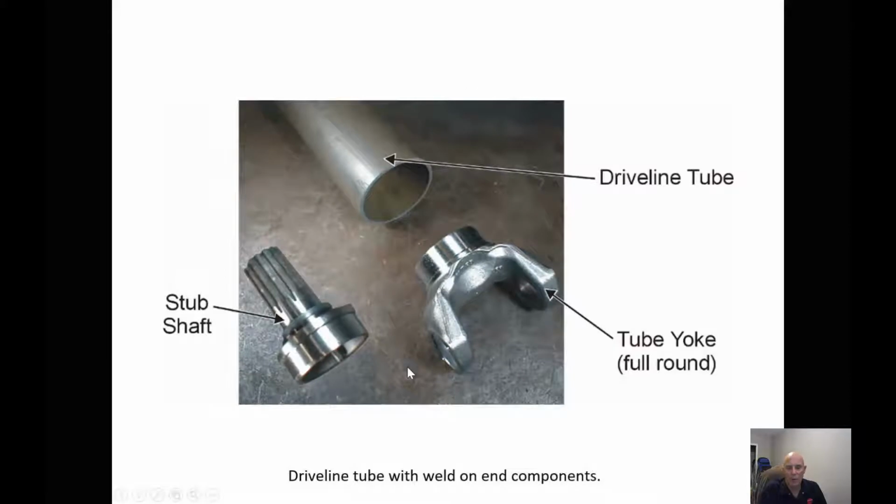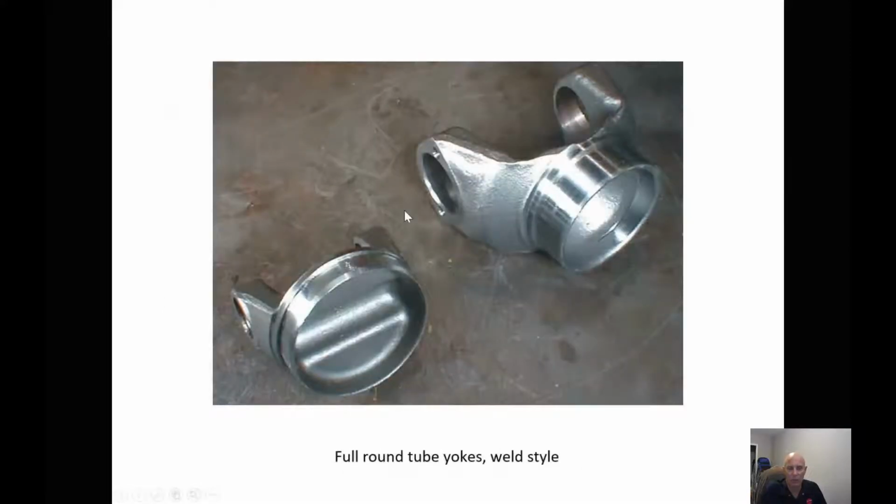Now, drive lines are manufactured with a piece of tubing and then a yoke and also a stub shaft for a slip yoke. These are all welded together, and then once they're all put together, they're balanced. Now, we also have to do what's called phasing of a drive line, and we'll take a look at that as we get on a little bit further here.